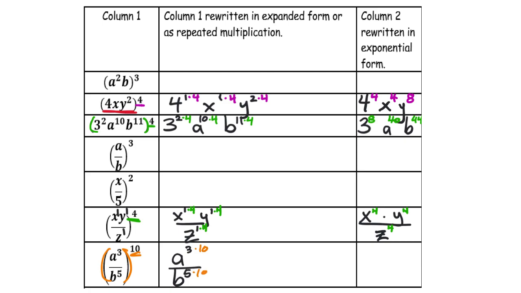So now we need to simplify that. It is still in fractional notation here. So we got a's and b's, a in the numerator, b in the denominator. But the new exponent for a, 3 times 10, is 30. And the new exponent for b, 5 times 10, is 50. And that would be complete.